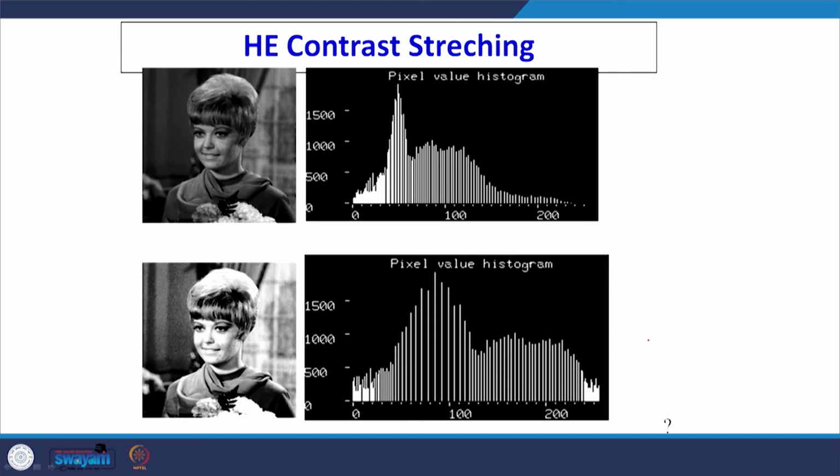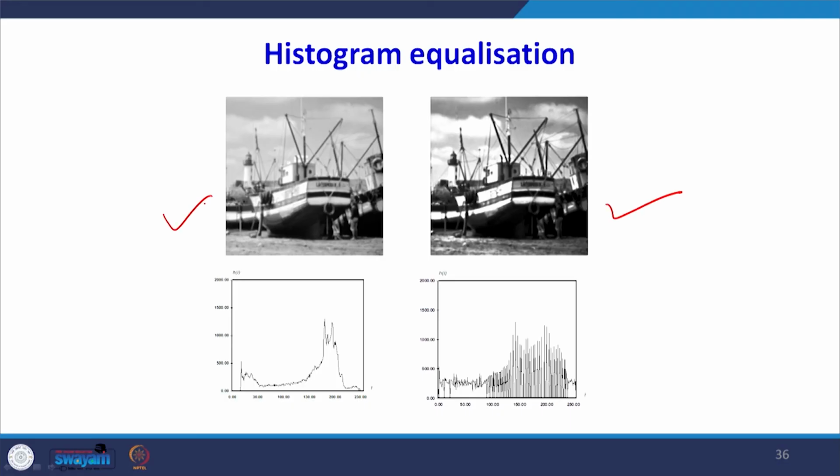The histogram equalized image is at the bottom and the original image is shown at the top. So one can identify, once the image is sharp, once the image is bright, one can identify the objects much more clearly. So results of the histogram equalization are on the right and the original image is on the left side.